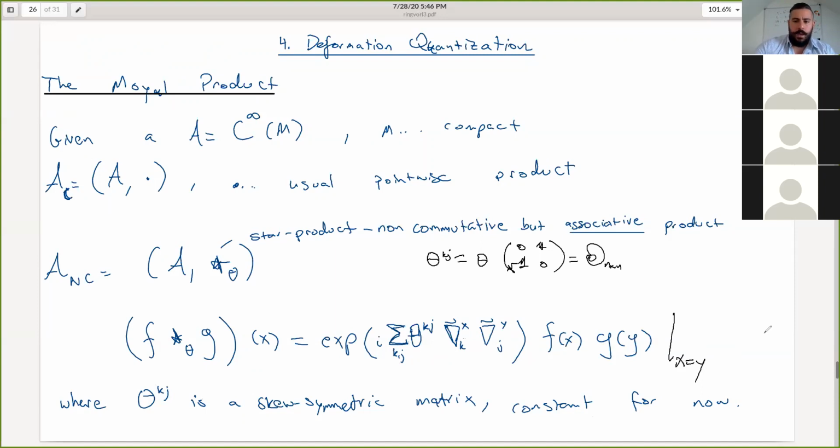Now, as I said, the interesting thing about this is that it's also associative. So (f star g) star h is the same as f star (g star h).